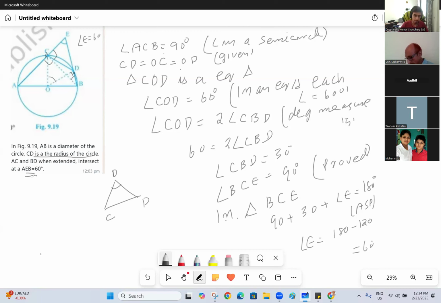There is one more way to get angle CBD equal to 30, right? If you say 90 plus 60 is 150, then 180 minus 150, because the opposite angles of the cyclic quadrilateral add up to 180. You can do that also. Any correct method is given full credit, because here they have put marks.